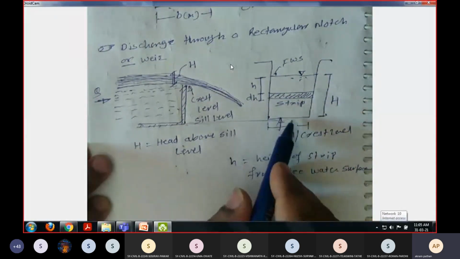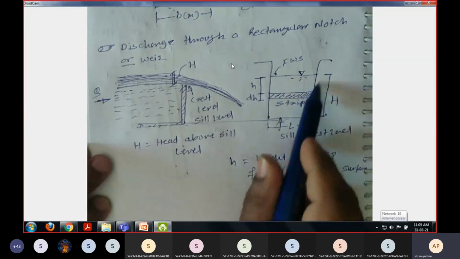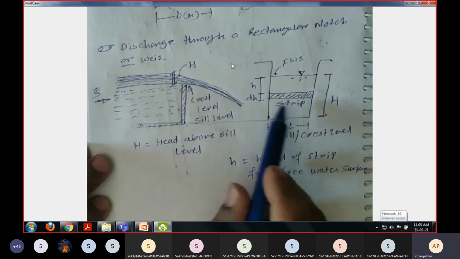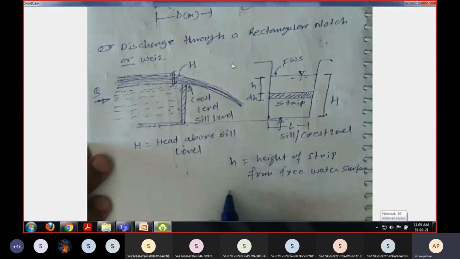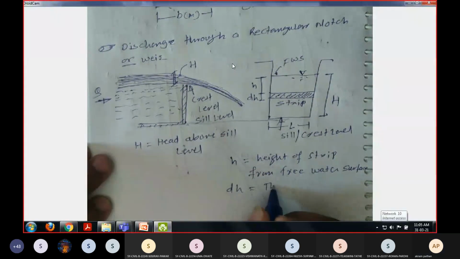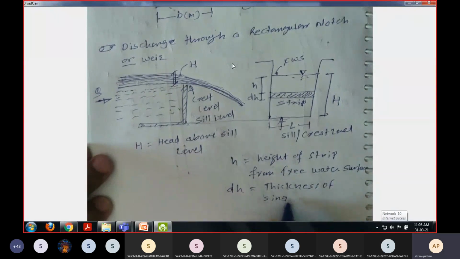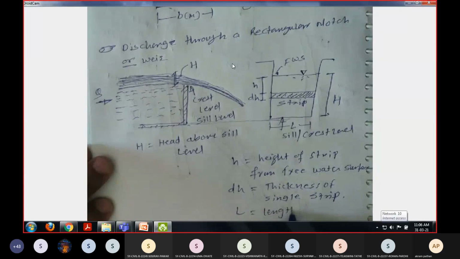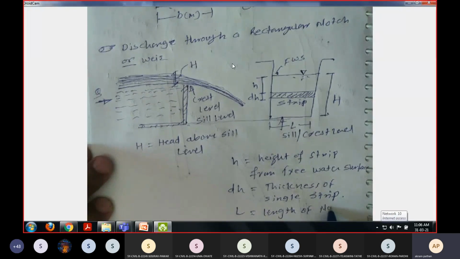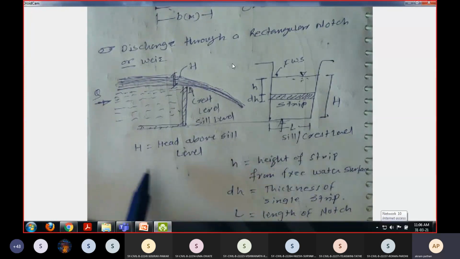कशामुळे आपण ही स्ट्रीप कन्सिडर केली, अगोदर आपण एका स्ट्रीप मधून जर डिस्चार्ज काढला तर पूर्ण हाईटला आपल्याला इंटिग्रेशन करून डिस्चार्ज काढणं सोपं होईल, त्याच्यासाठी आपण एक सिंगल स्ट्रीप कन्सिडर केली. So this is dh. dh is the thickness of single strip. So what is this dh? थिकनेस ऑफ सिंगल स्ट्रीप, ओके. आणि L, लेंथ ऑफ notch, okay, length of notch. So these are the abbreviations we have used.